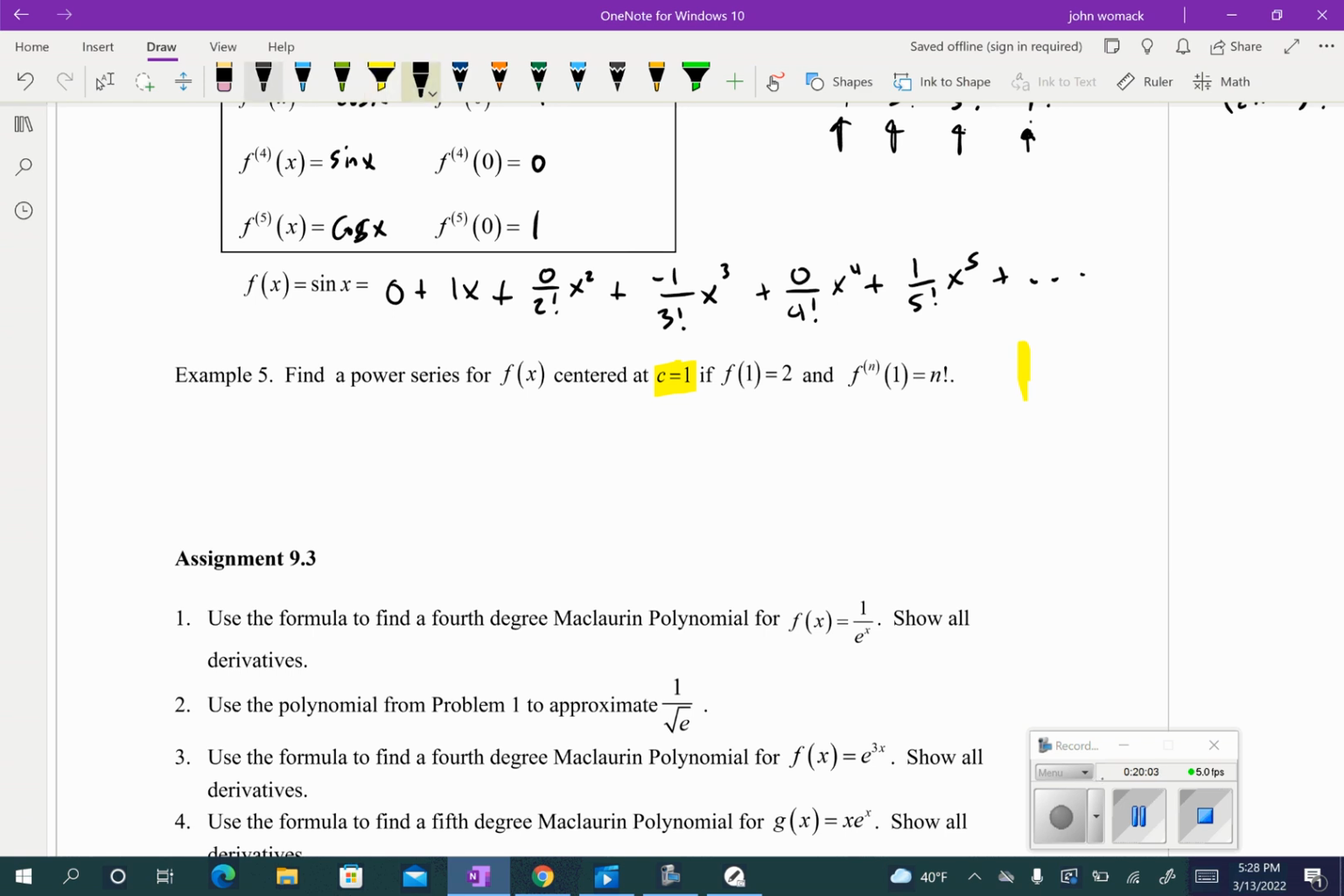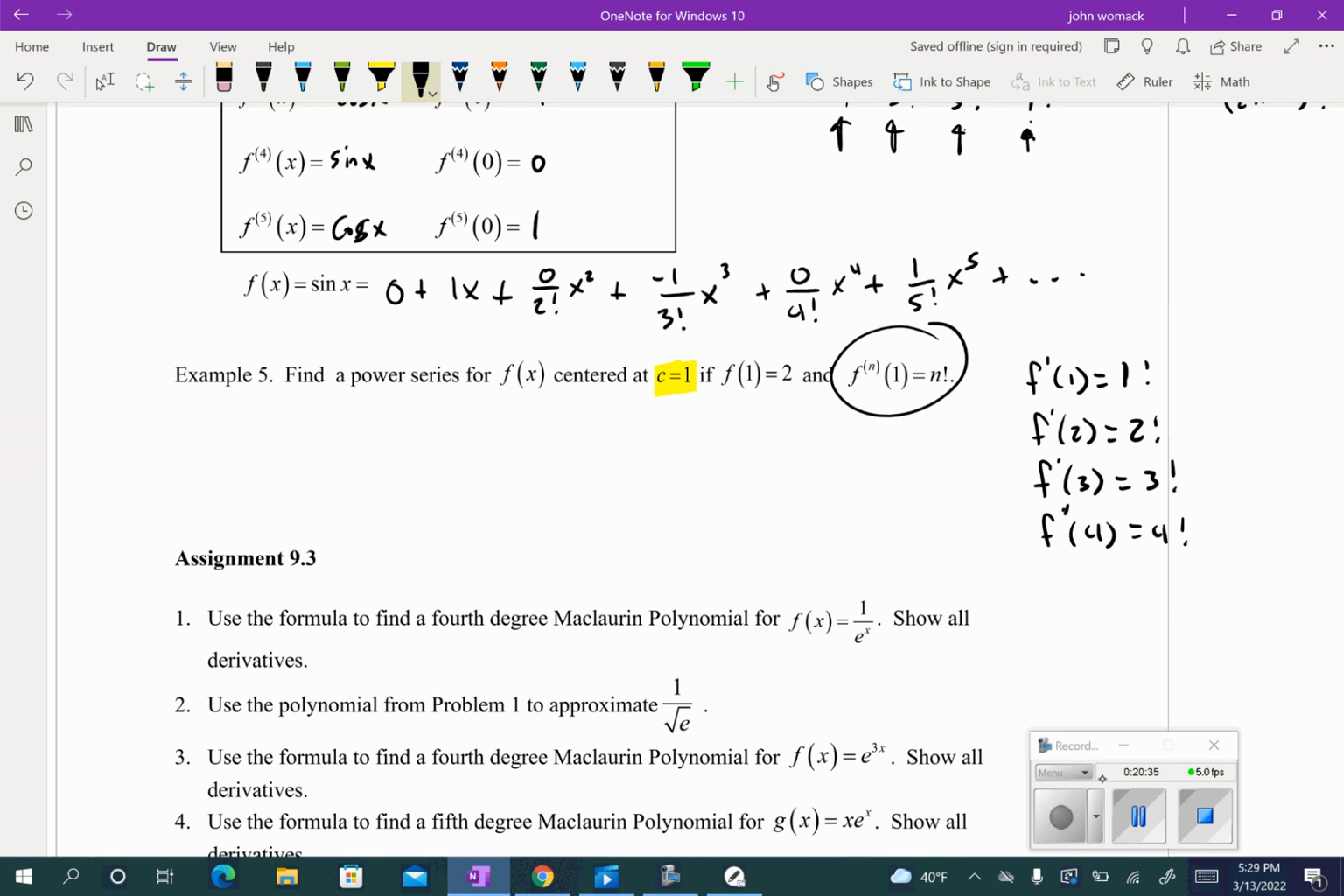So in other words, if I want to write this down, let me grab the pen instead of the marker there. What that means is if I plug in f prime of 1, that equals 1 factorial. If I plug in f double prime of 2, that equals 2 factorial. If I plug in the third derivative of 3, that equals 3 factorial, and so on and so forth. That's what that part right there is talking about. Okay, let's see if we can come up with this.